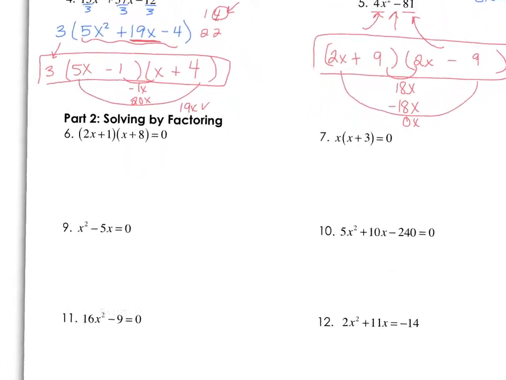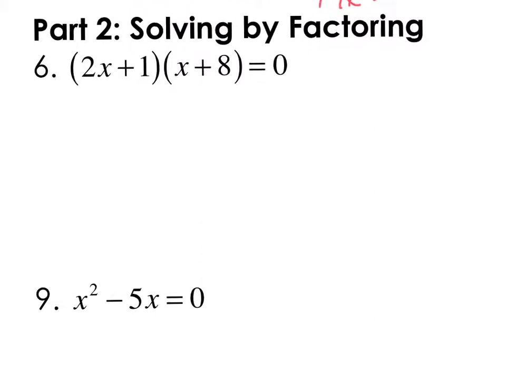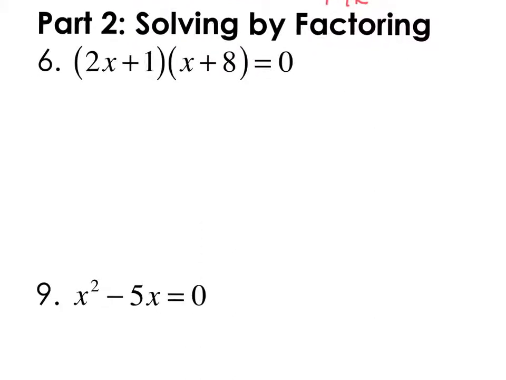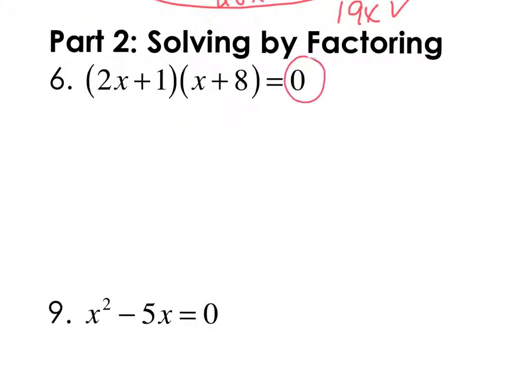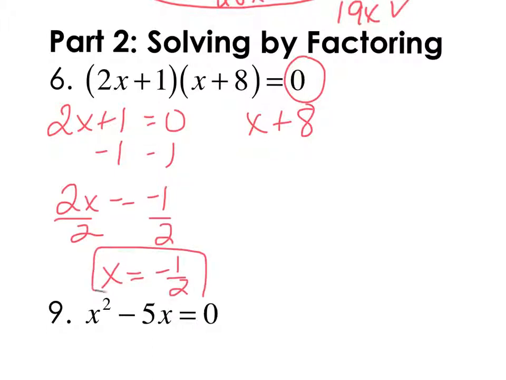Now, why do we use factoring? Well, we use factoring in order to solve. So if we're looking at solving by factoring, we want to get it equal to 0 first, and then we're going to set each factor equal to 0. So 2x plus 1 equals 0, and x plus 8 equals 0. And then we just solve these as two separate problems, and you're going to get, for the most part, two different answers. So x is going to equal negative 1/2 and x equals negative 8.